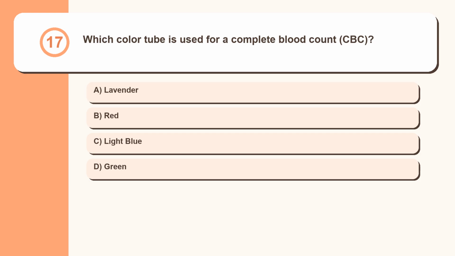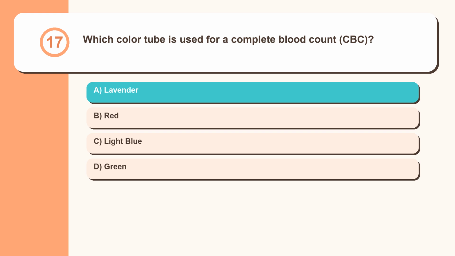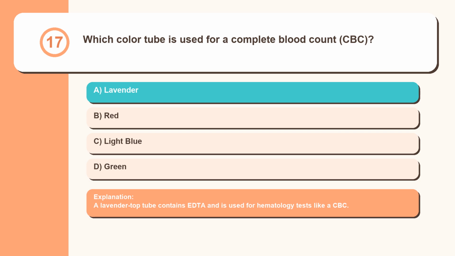Question 17. Which color tube is used for a complete blood count, CBC? Lavender, red, light blue, green. A lavender top tube contains EDTA and is used for hematology tests like a CBC.